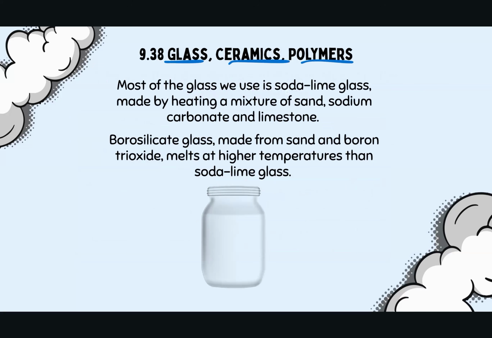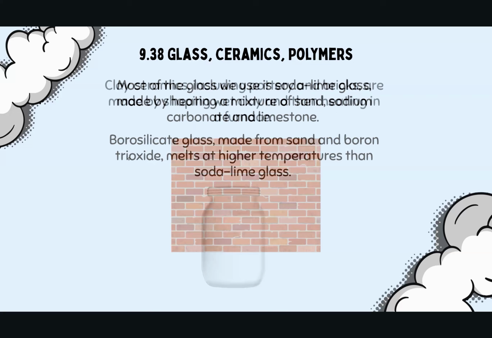Okay, glass, ceramics, and polymers. Most of the glass that we use is soda-lime glass, and that's made by heating a mixture of sand, mainly sand, sodium carbonate, and limestone. Now, borosilicate glass: the point being made here is that just by adding boron trioxide, the glass can withstand a high temperature, so it can be used to heat things up.